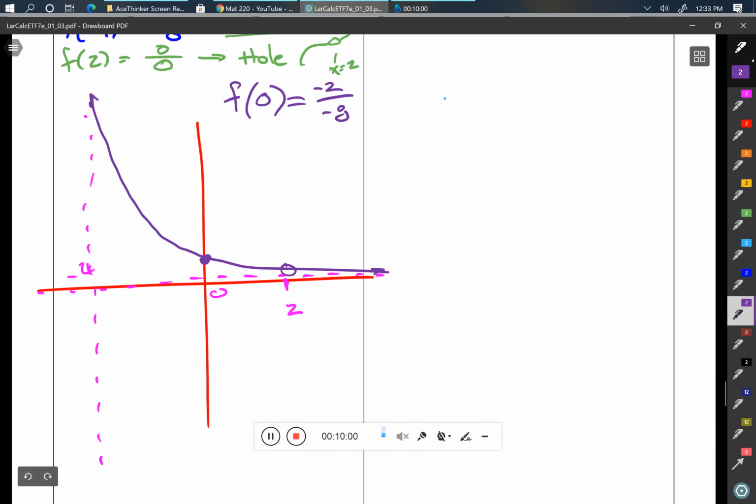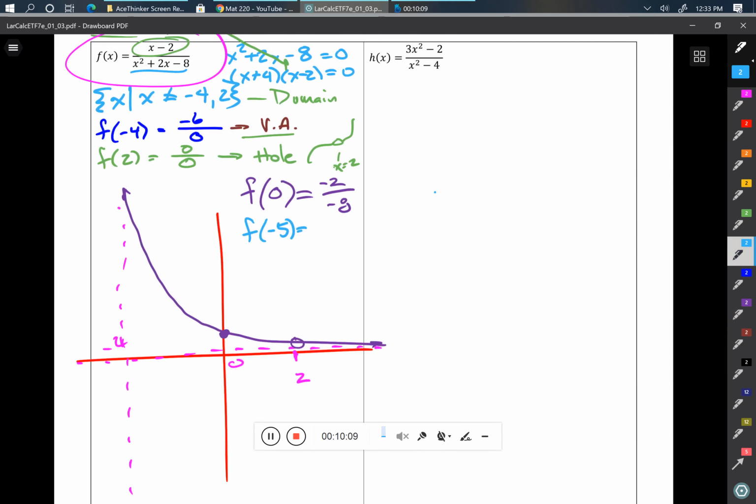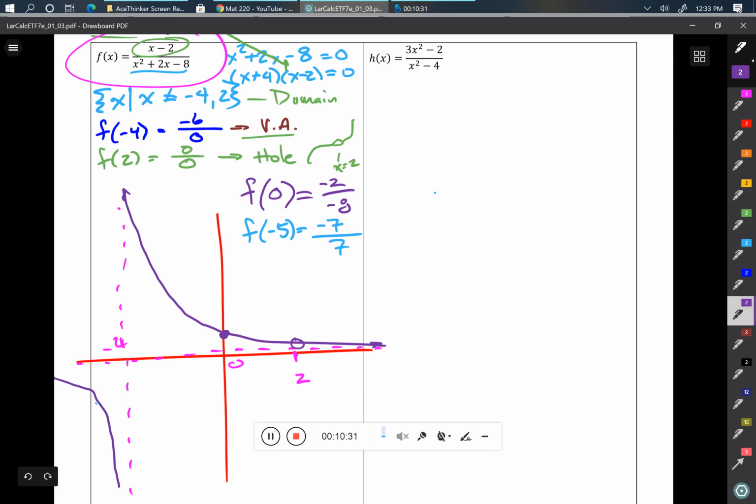Now I need to figure out what it looks like to the left of that vertical asymptote. So I'm going to say f of -5 and see what the function's value is. Let's see, the numerator, -5 minus 2 would be -7. My denominator, -5 squared is 25. -5 times 2 is -10. -10 and -8 is -18. 25 less 18, what's that, 7? So -1. So it's down here, which means that to the left of that vertical asymptote, the graph's going to be down here like this.